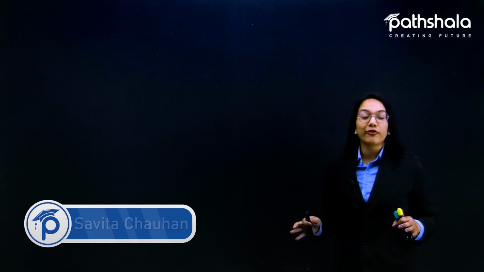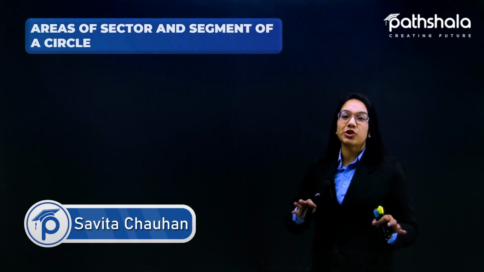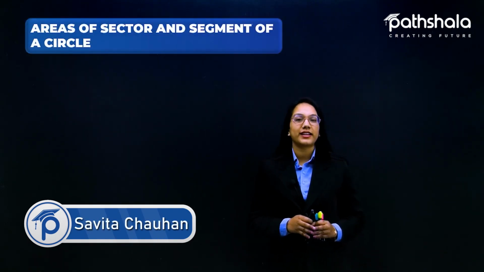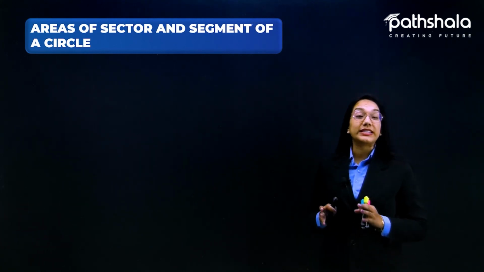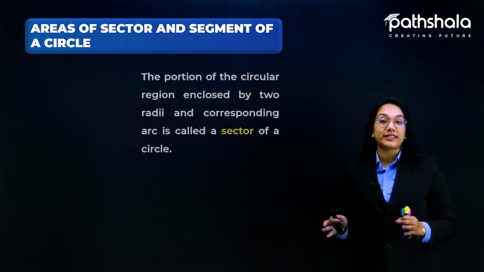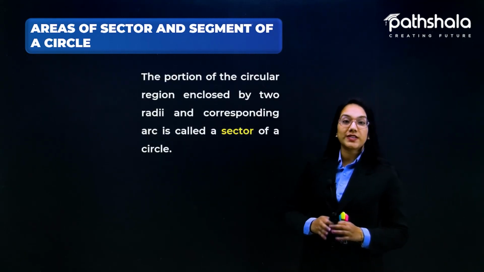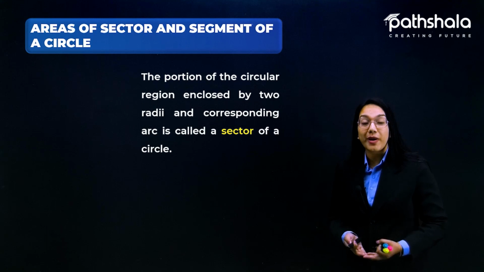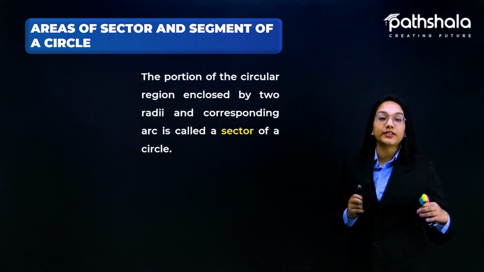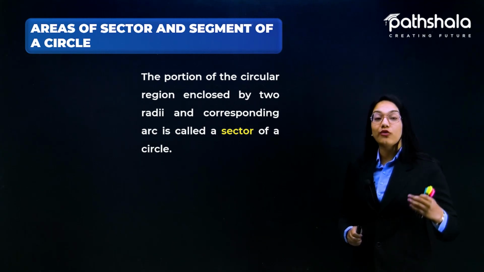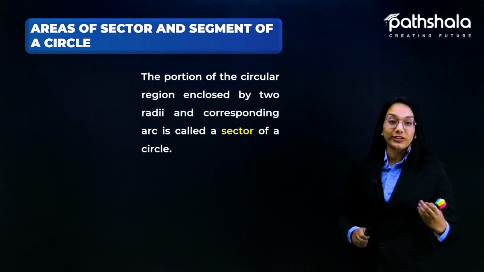Now let's move on further towards a new concept, which is all about the areas of the sector and the segment of a circle. Let us start with the sector. What is the meaning of a sector? We all know the portion of a circular region which is enclosed by the two radii and the corresponding arc is called the sector of a circle, and sectors of a circle are of two types.